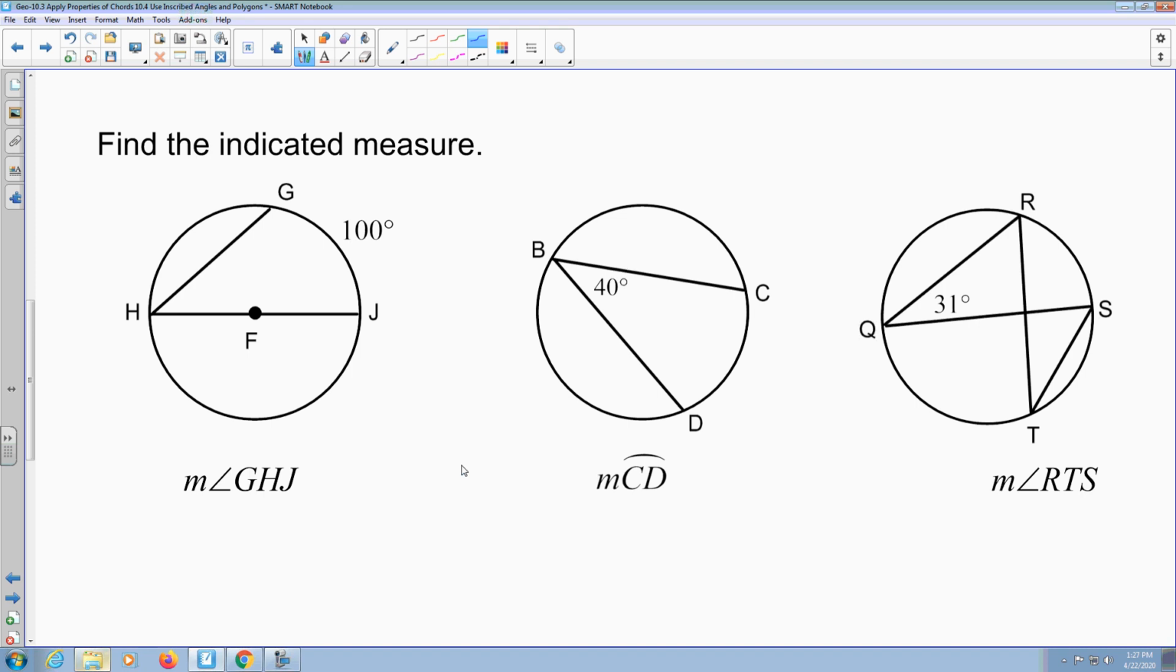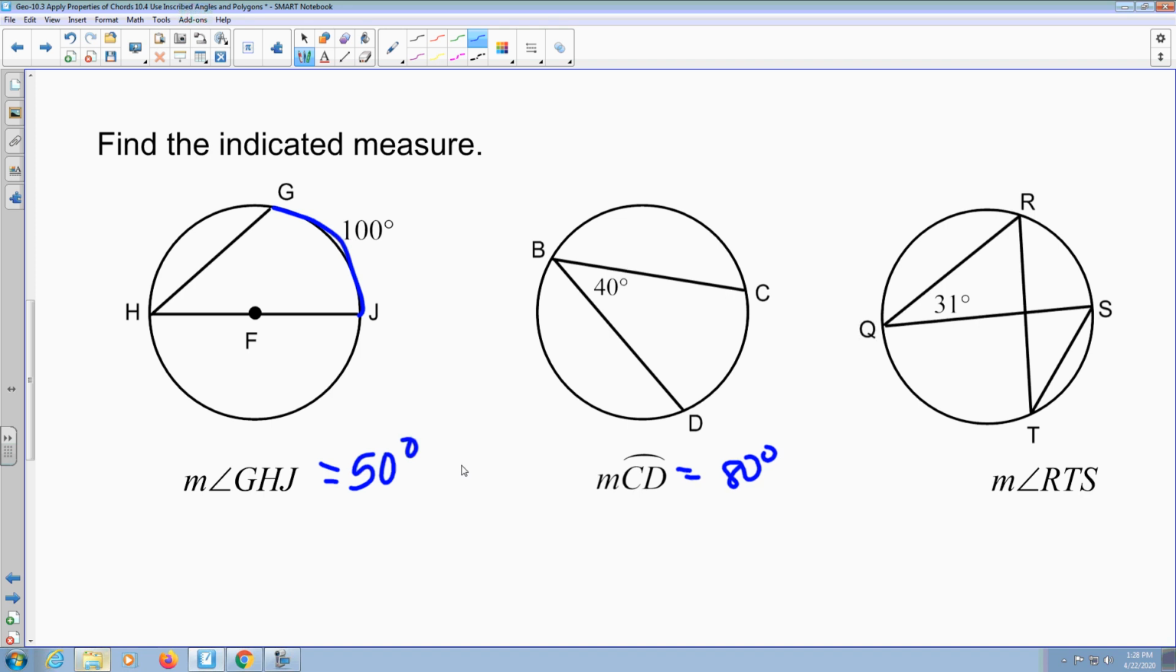Over here it says they wanted you to find the indicated measurement. So they're telling you that this arc measure is 100 degrees. GHF is that inscribed angle, so it's half that, so it's going to be 50 degrees. Over here, they want you to find CD. It's going to be twice as much as that inscribed angle, so it's going to be 80 degrees.